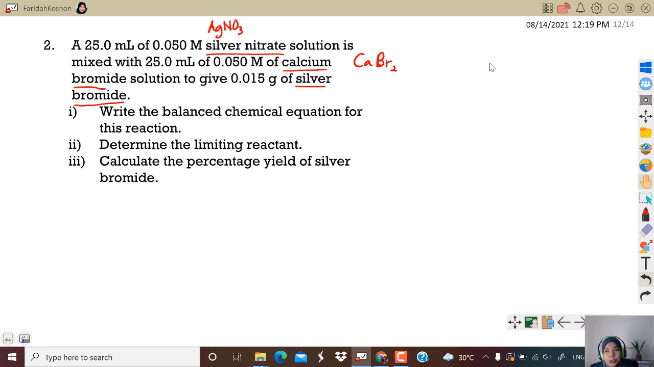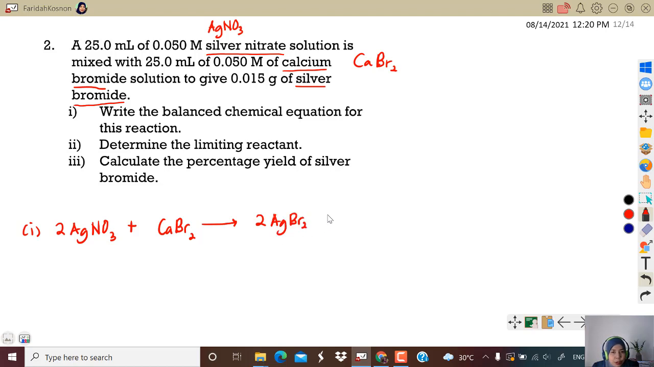Please check your answer. For the first question, your answer should be 2 mole silver nitrate reacts with 1 mole of calcium bromide, produces 2 mole of silver bromide, AgBr, plus calcium nitrate. As it is, there is no other answer. Anything other than this is wrong. Question number 2: determine the limiting reactant.